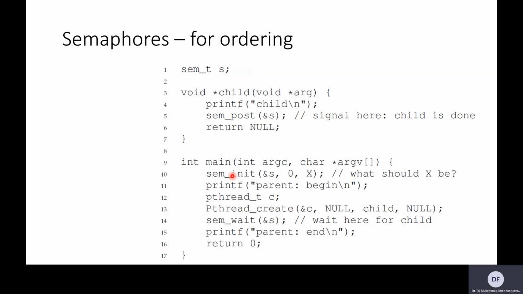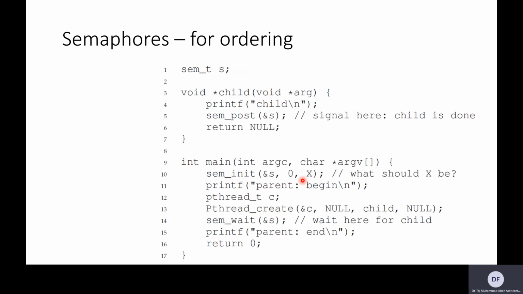So here we create a semaphore, and in the main thread we initialize the semaphore to some initial value x, and as you can guess, again you have to guess the initial value of x so that the semaphore now behaves like a condition variable. So before I let you guess, let us see what happens here.